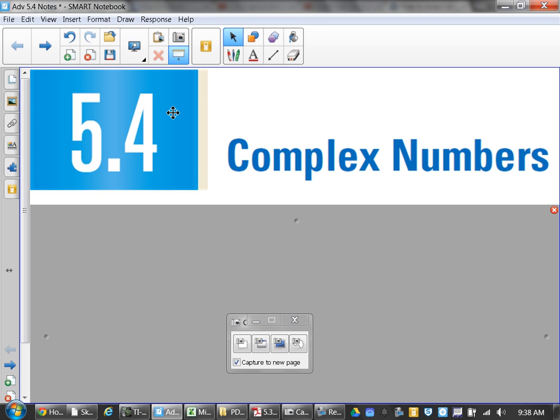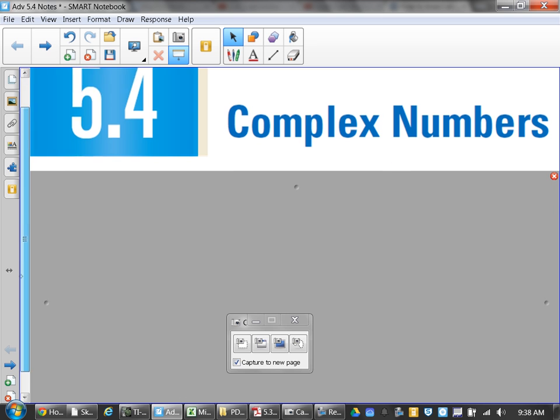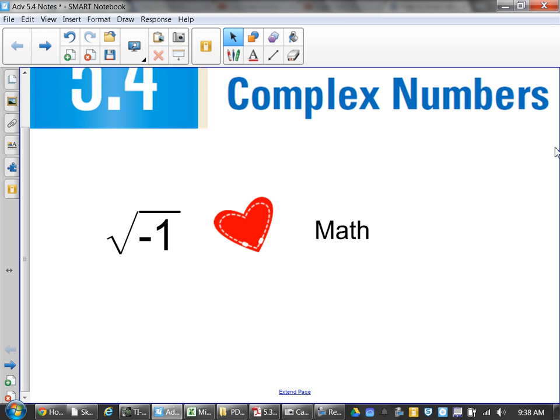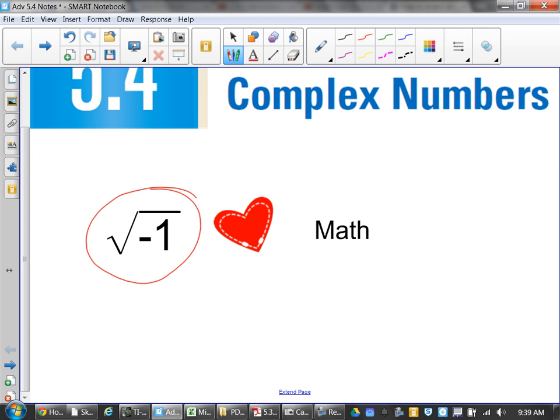Complex numbers. I don't know. You, the square root of -1, hard math. The square root of -1 equals i. The square root of -1.